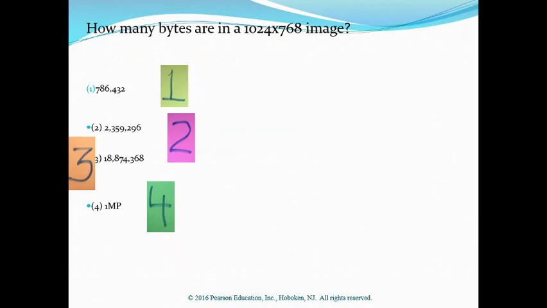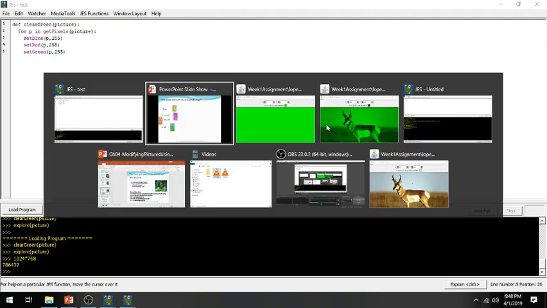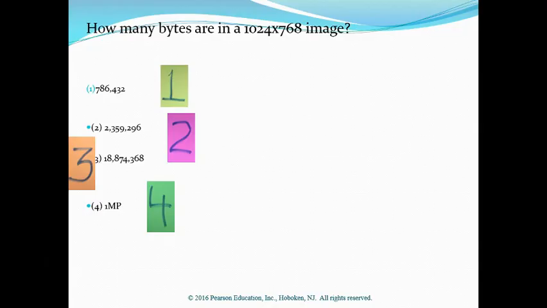So how many bytes are in a 1024 by 768 image? Let's do some math. Let's go to here. 1024 times 768. And here we have 786,432. So I'm going to go back to here, and I see that's my number one option there.